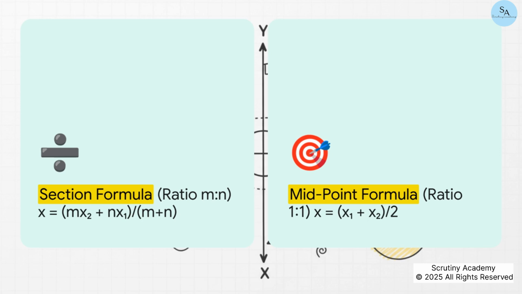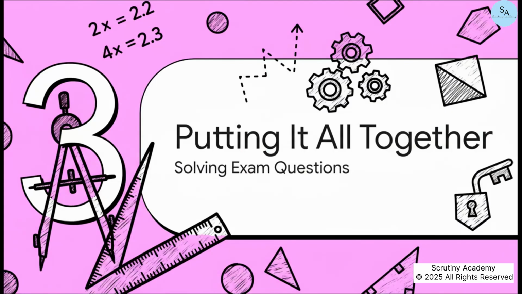Think about it. A midpoint cuts a line in a 1-to-1 ratio. So if you just plug in m equals 1 and n equals 1 into the big section formula, it magically simplifies down to the easy midpoint formula. All right, so now we have our two main tools, the distance formula and the section formula.